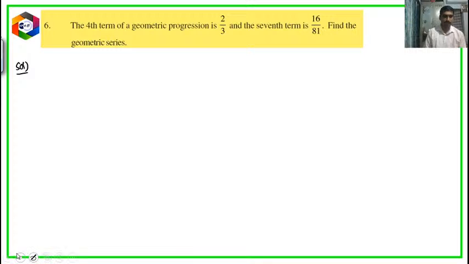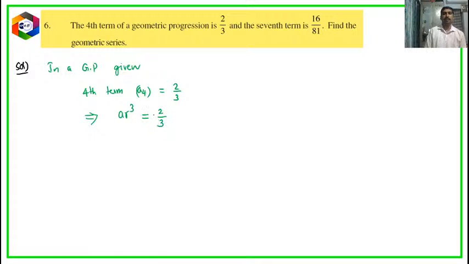Okay, children, yes. Here, in a geometric progression, the fourth term A4 is given as 2 by 3. So whenever A4 is given, the general form for A4 is equal to AR power 3. So AR power 3 is equal to 2 by 3. Let us assume this equation as equation 1.